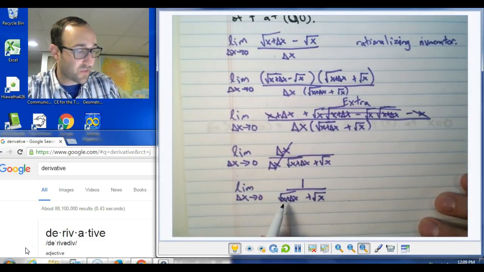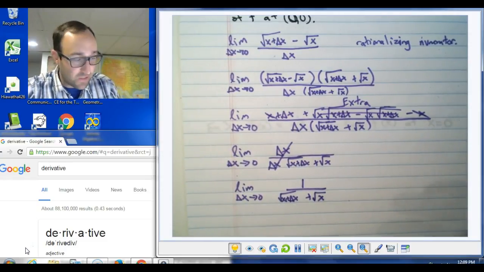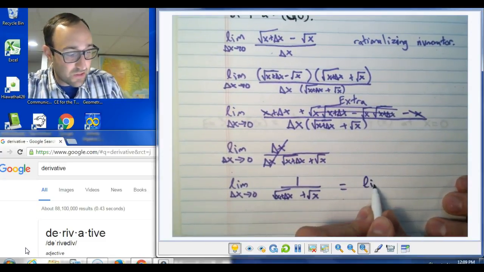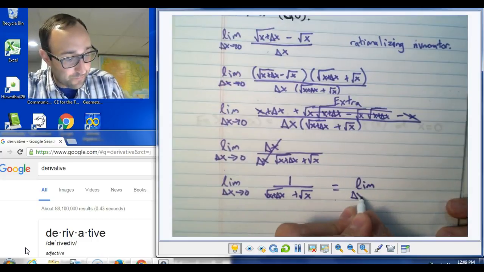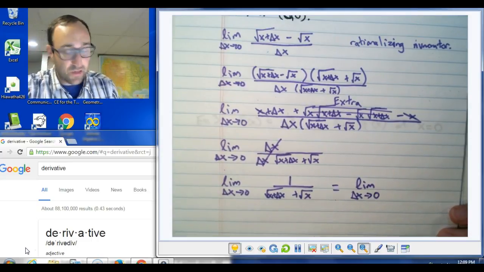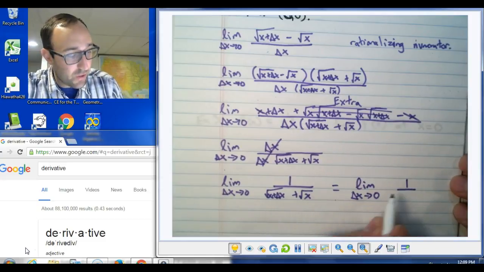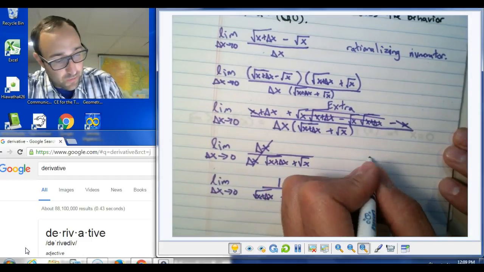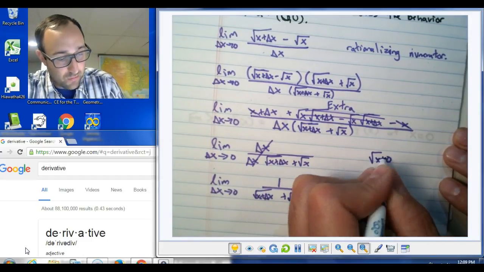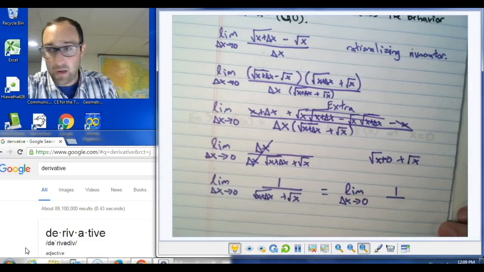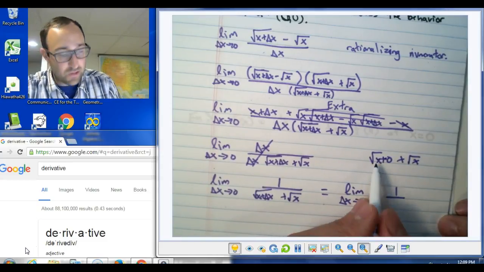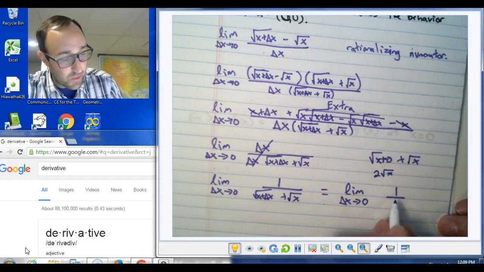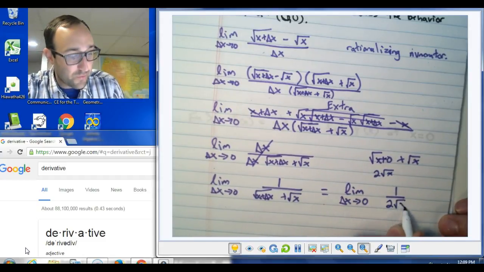Well, it's going to be the square root of something plus 0. That's still going to be that same thing. I'm not going to have a problem getting an answer. So I'm going to write this on the same line because it's a little bit easier. The limit as delta x approaches 0 is going to be 1 over the square root of x plus 0 plus the square root of x. Square root of x plus 0 is the same as square root of x, and I have another square root of x, so really I have 2 square roots of x. So it's going to be 1 over 2 square roots of x.